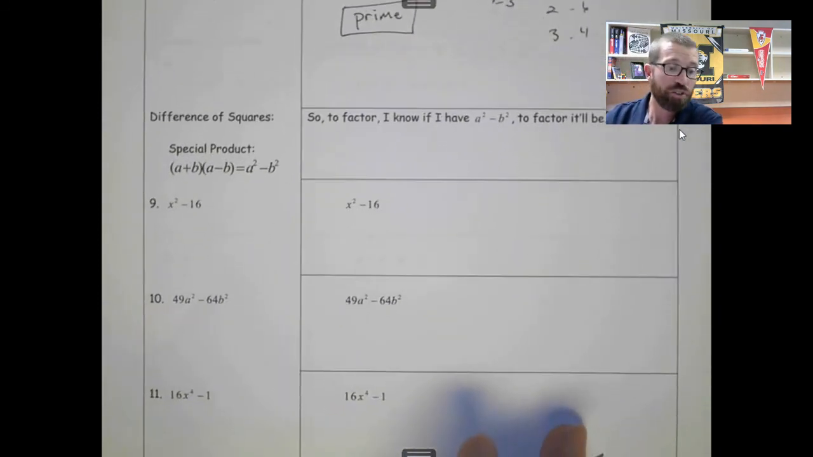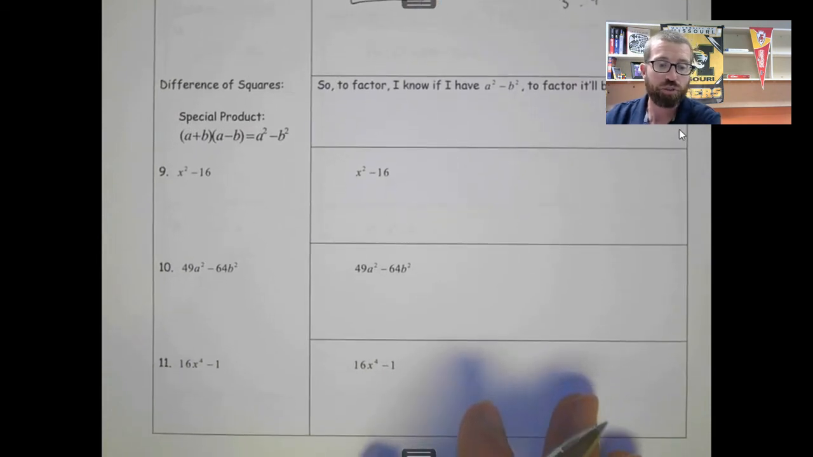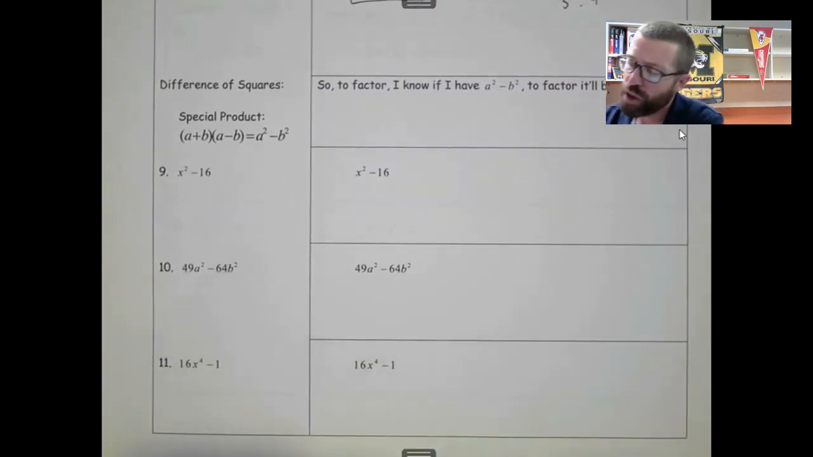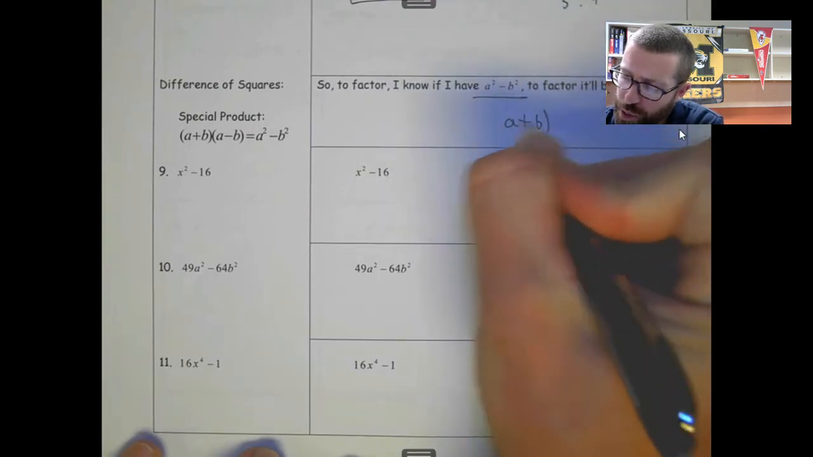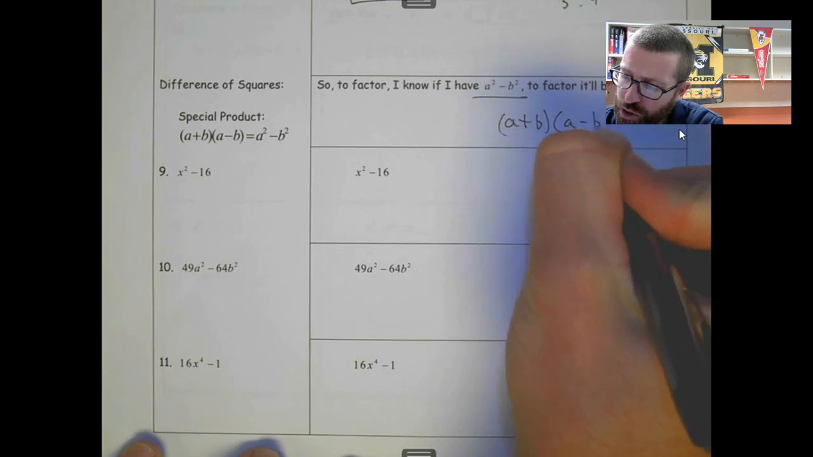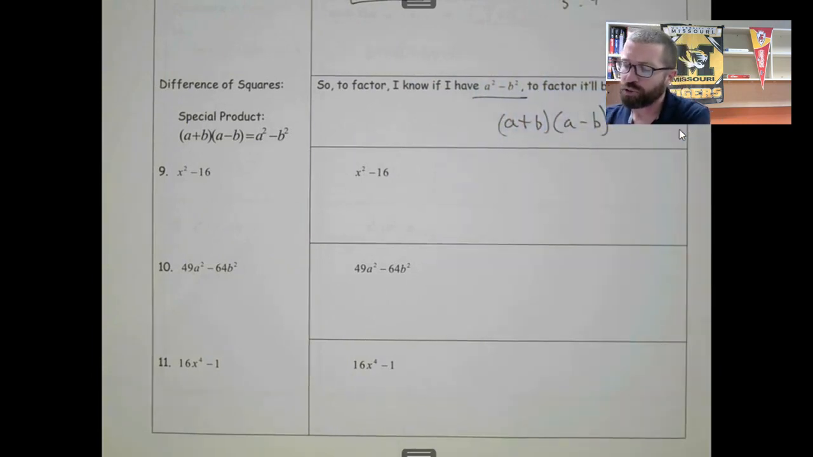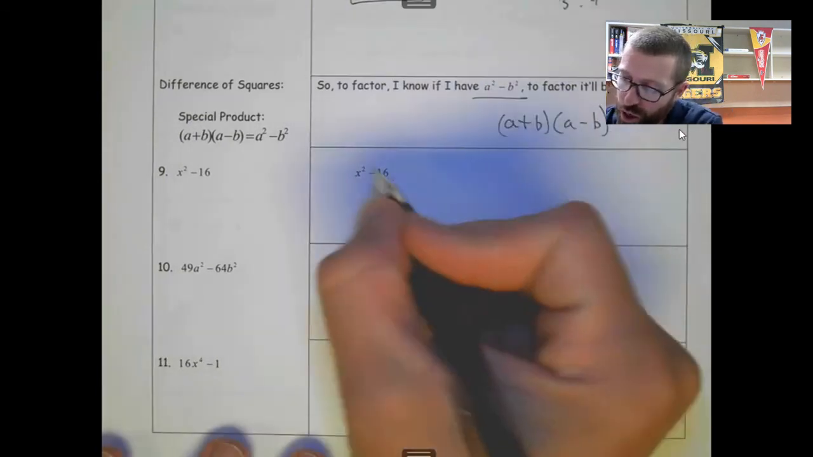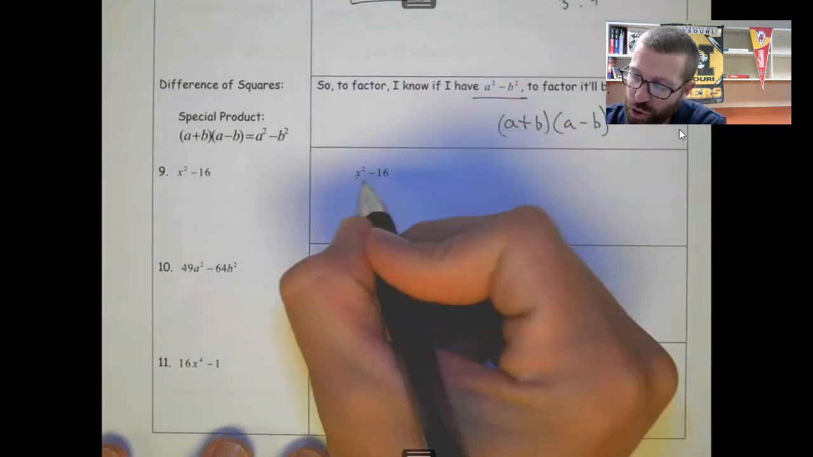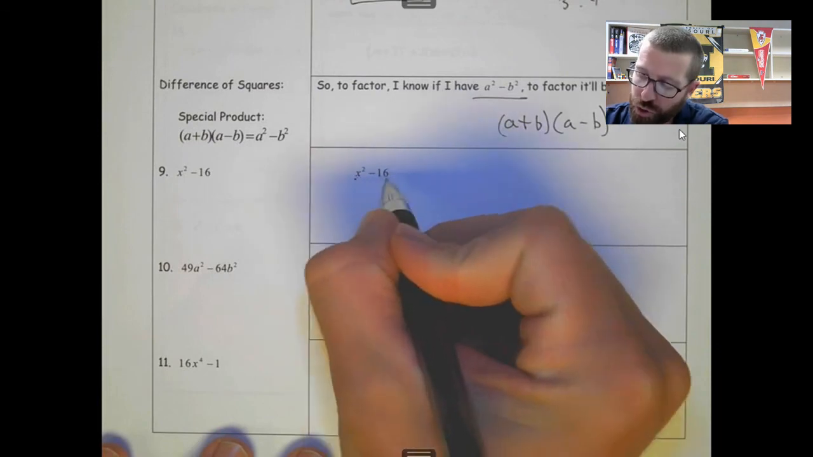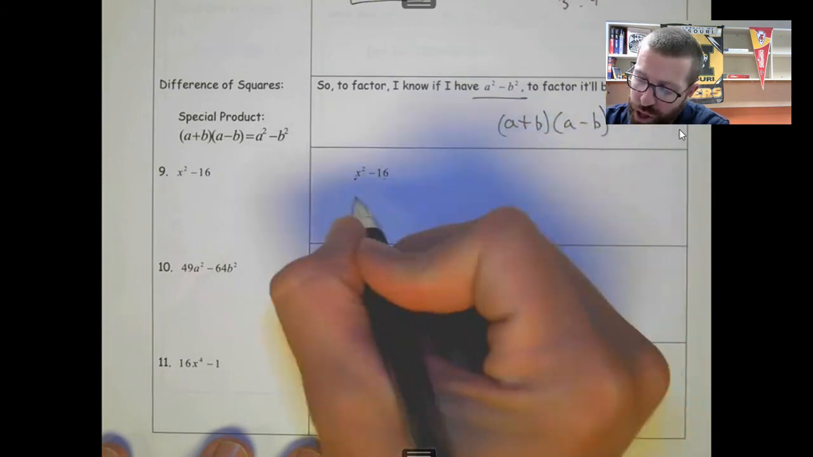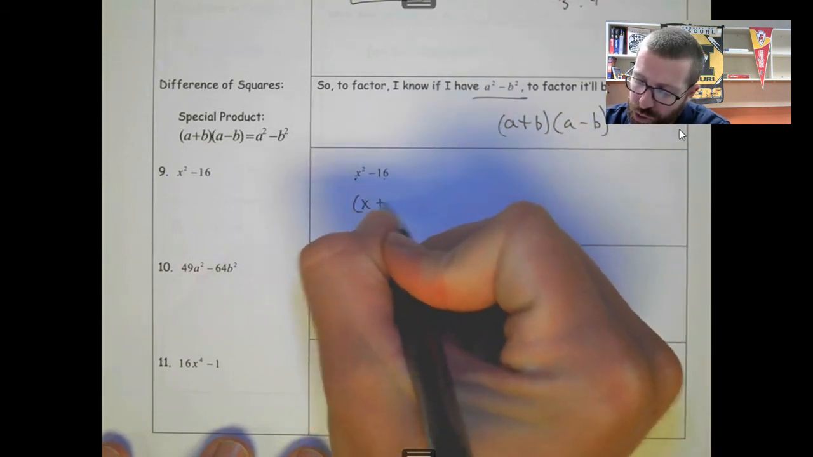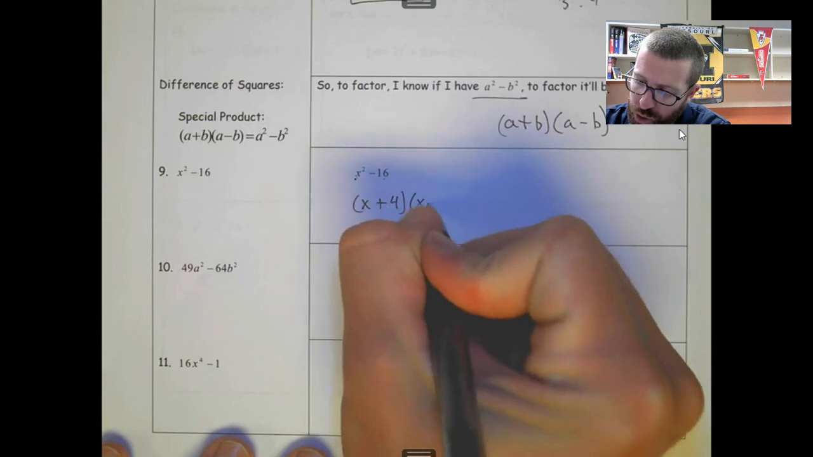Okay, there are some shortcuts to the AC method, or these special products. The first one is the difference of squares. If you have a squared minus b squared, then you get a plus b, a minus b for the factors. And you can do this quickly. You first recognize this is a perfect square, x squared, and this is a perfect square, 16, and it's subtraction. If it's addition, it doesn't work. And so this would just be x plus 4, and then x minus 4.